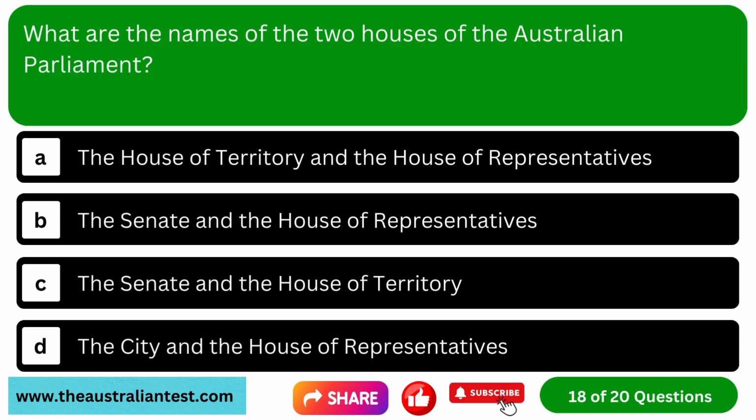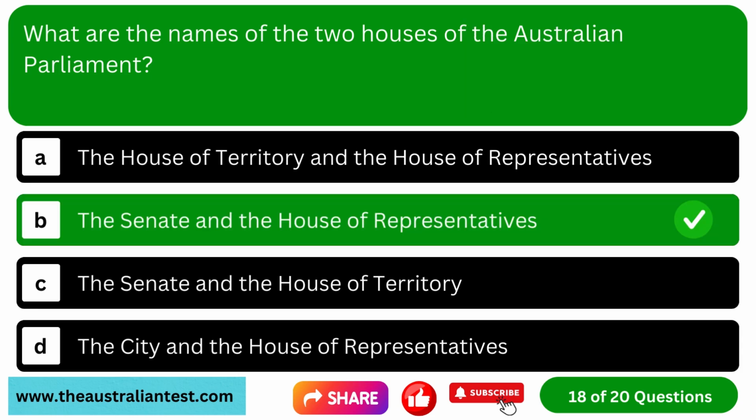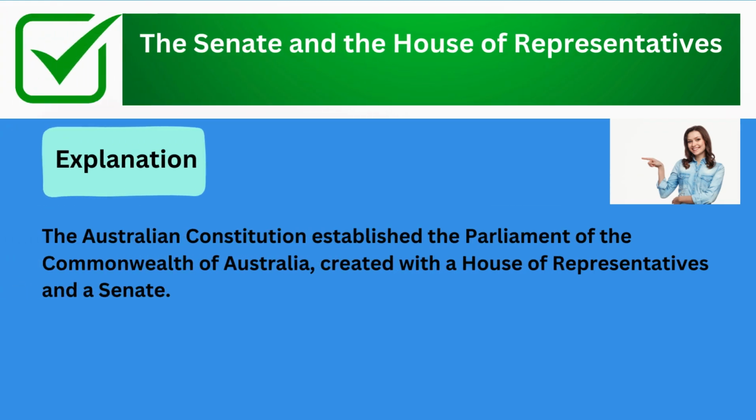Question 18. What are the names of the two houses of the Australian Parliament? Option A, House of Territory and the House of Representatives. Option B, the Senate and the House of Representatives. Option C, the Senate and the House of Territory. Option D, the City and the House of Representatives. The correct answer is the Senate and the House of Representatives. Explanation: the Australian Constitution established the Parliament of the Commonwealth of Australia, created with a House of Representatives and a Senate.